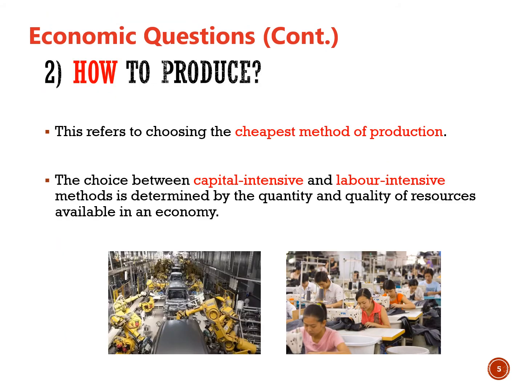The how to produce question is about the decision of choosing the cheapest method of production. Commodities can be produced by using a mixture of capital and labor. The choice between capital-intensive and labor-intensive methods is determined by the quantity and quality of resources available in a nation.